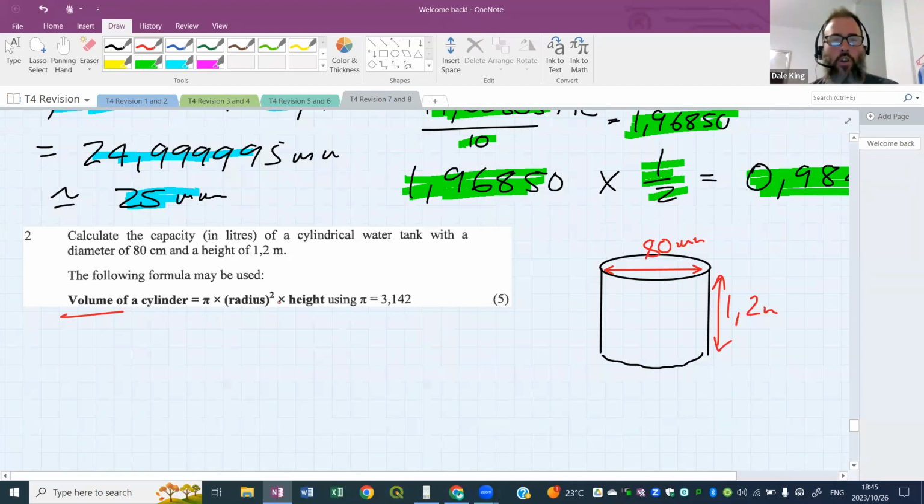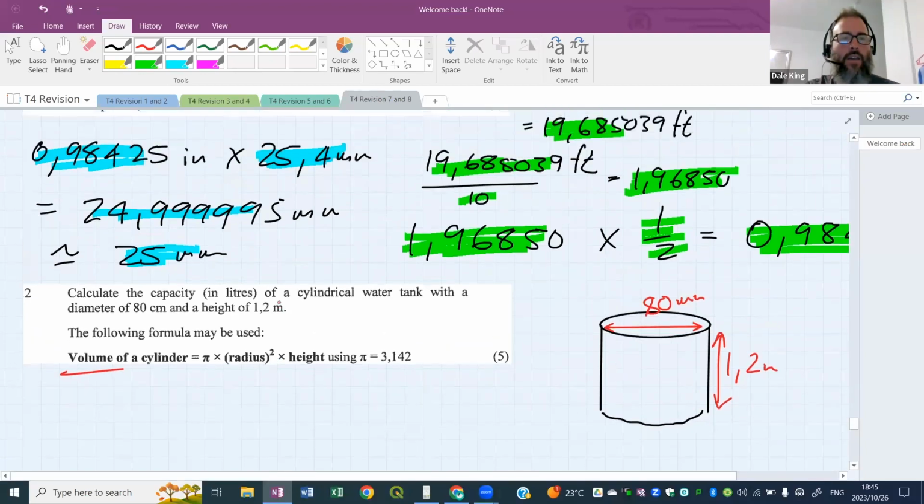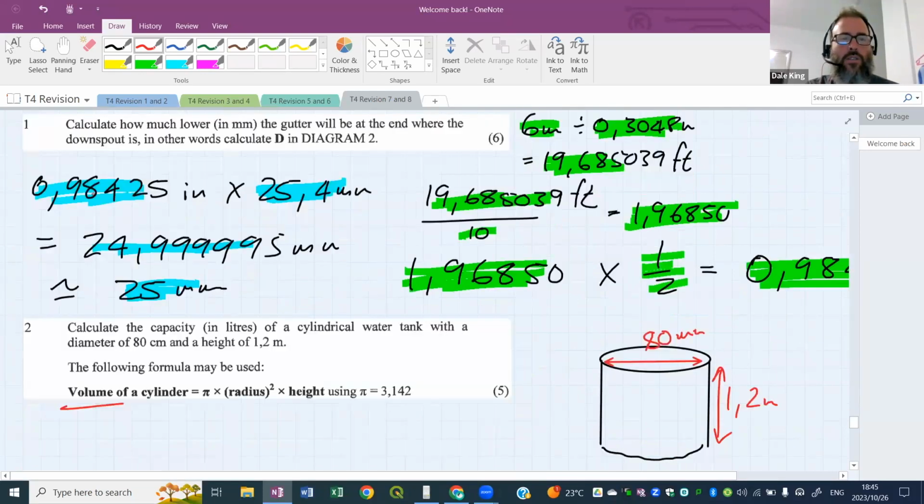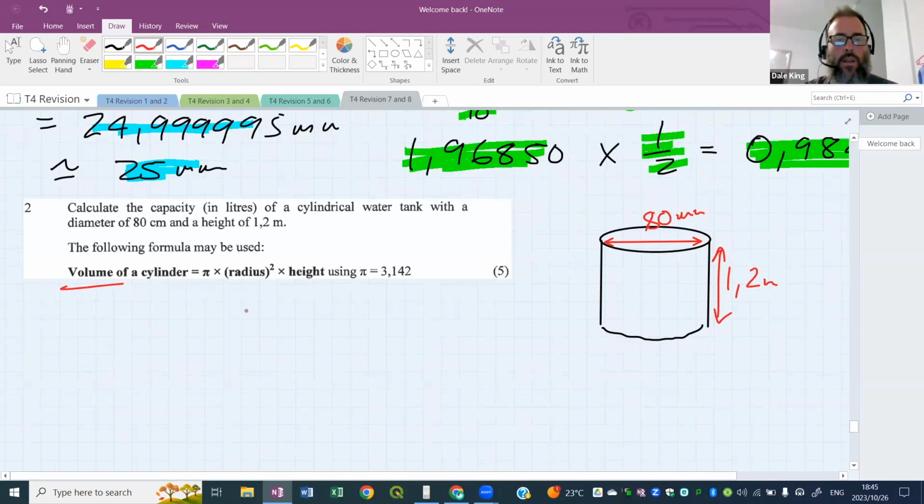Just remember, guys, that volume is meters cubed, centimeters cubed, millimeters cubed, and capacity is liters, milliliters, kiloliters. So we're going to have to change eventually. And they give us a conversion to do that. They say up here in the question that 1 liter is 1,000 centimeters cubed. So I'm going to write that here. I'm going to use that. 1 liter is 1,000 centimeters cubed.